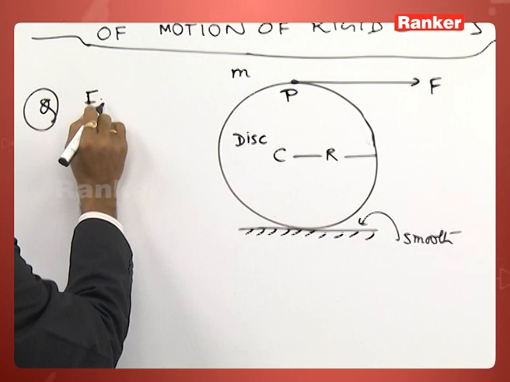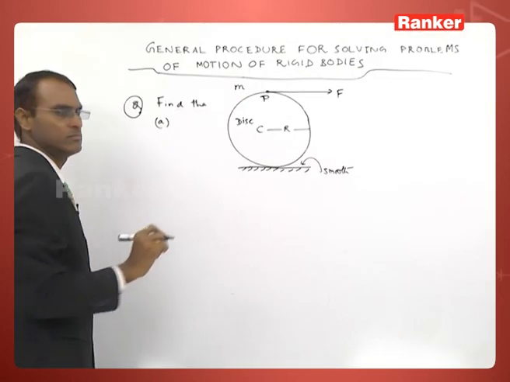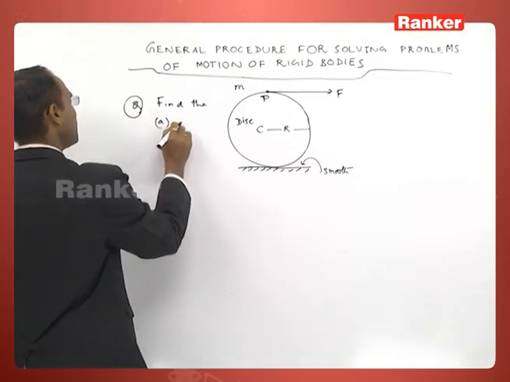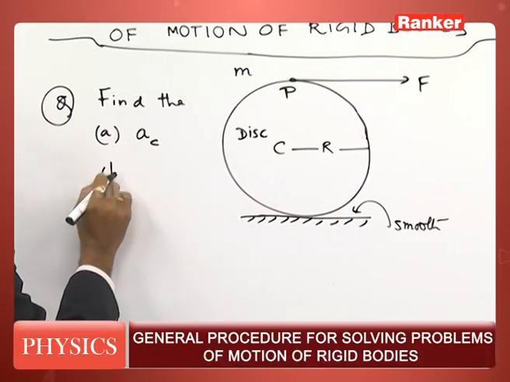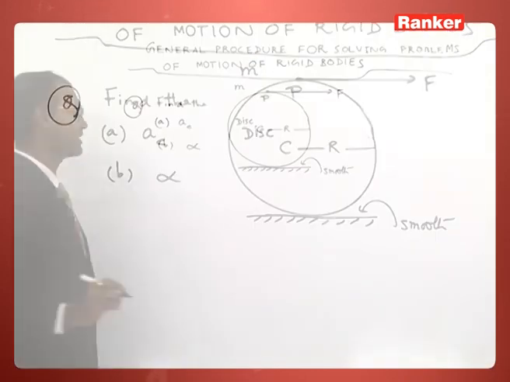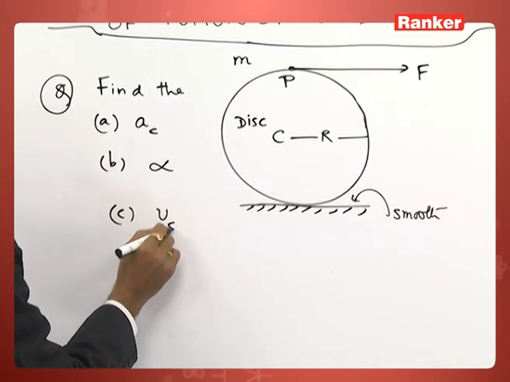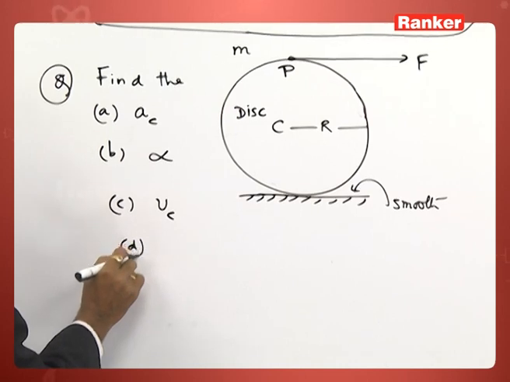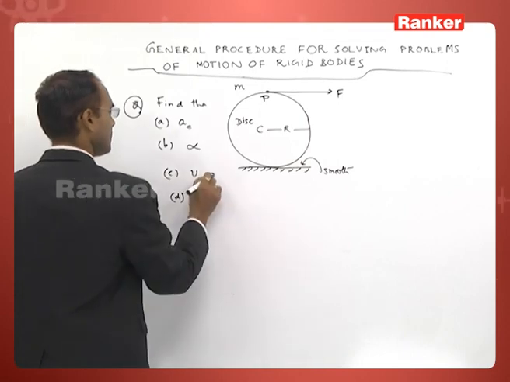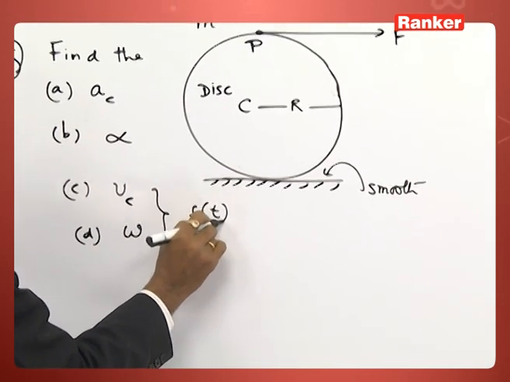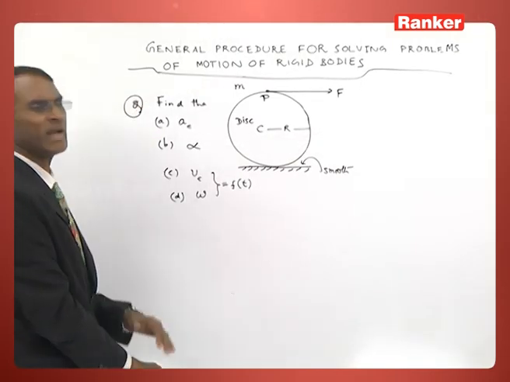Find the acceleration of the center of mass. Find the angular acceleration of the disk and find the velocity of the center of mass. And you can find the angular acceleration of the disk as a function of time. This is the question. You need to calculate the 4 factors.